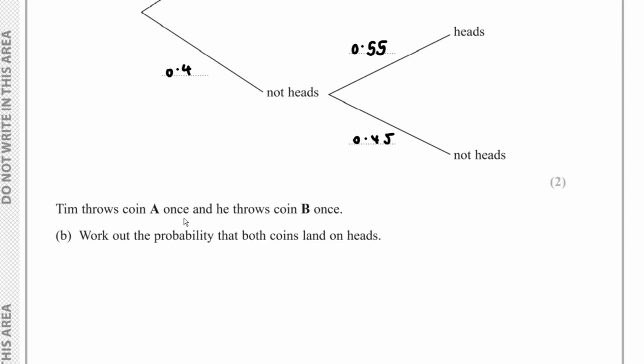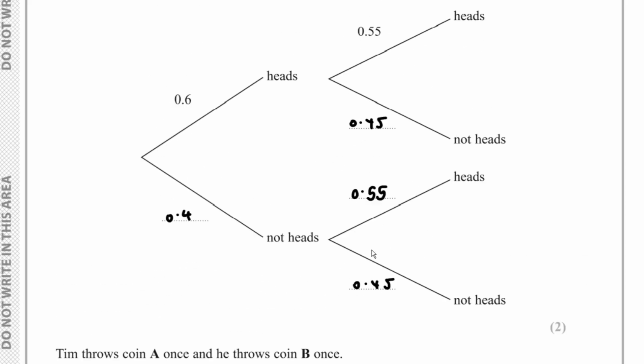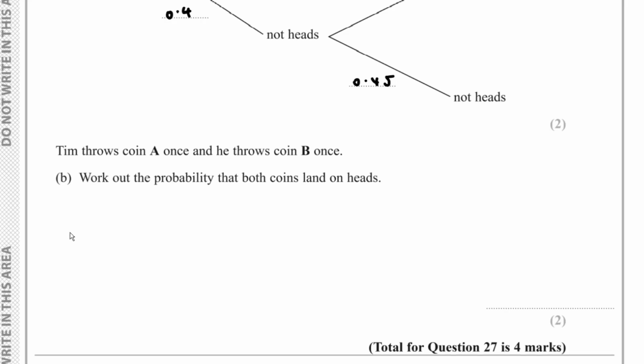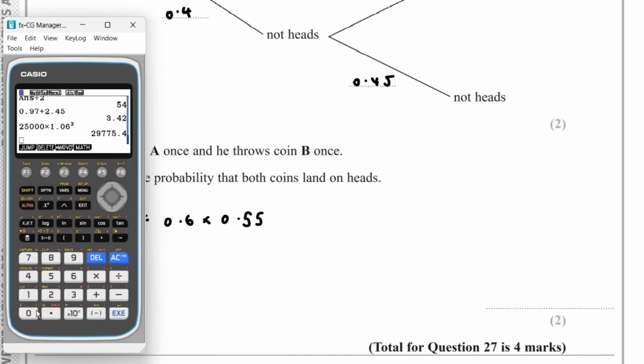Tim throws coin A once and throws coin B once. Work out the probability that both coins land on heads. So we've got heads followed by another heads. So the probability of getting a head followed by another head is equal to 0.6 multiplied by 0.55, which is equal to 0.33.